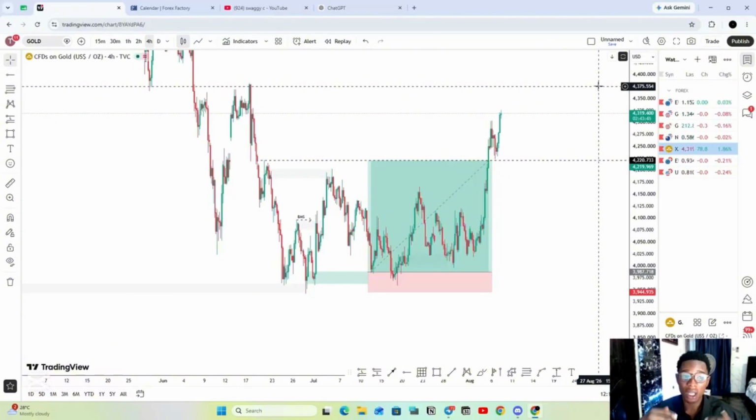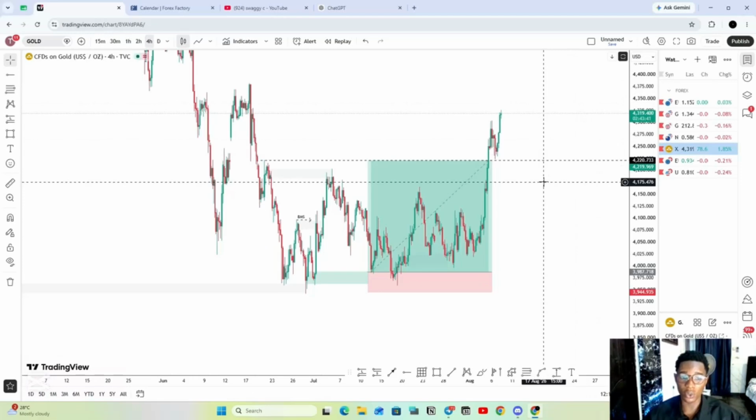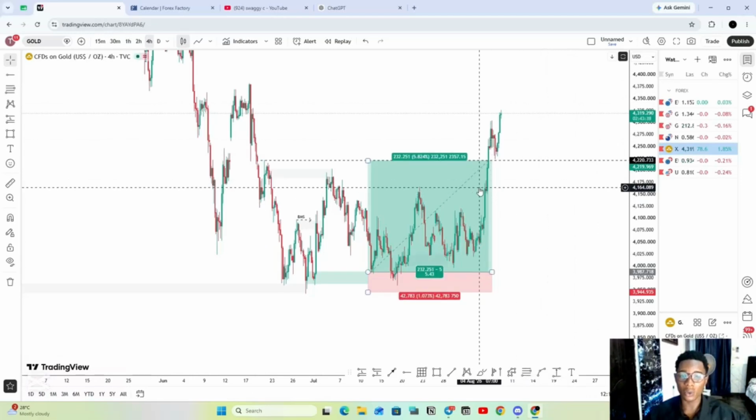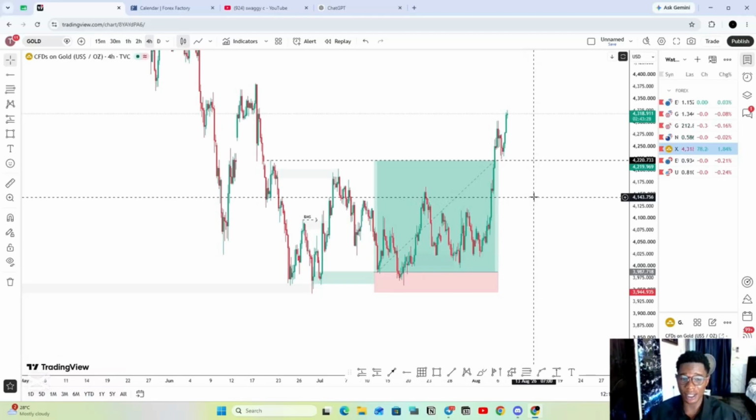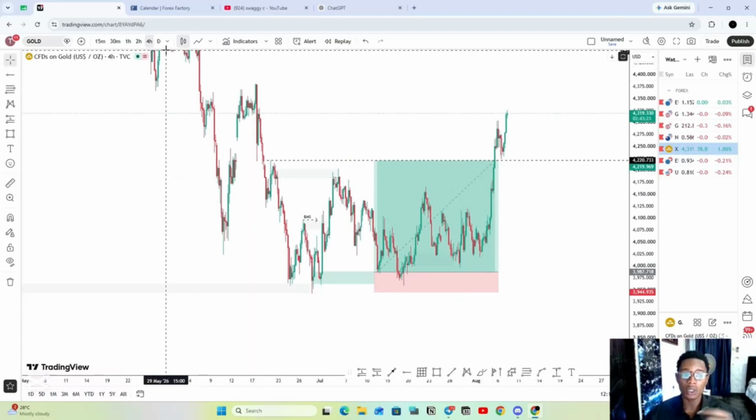So guys, as you can see on my screen, this is gold. This is the pair I traded this week, and you can see we have a massive 1 to 5 RR on this particular trade. It's a very simple mechanical process that I follow in order to execute my trade. So guys, let's dive into this video without wasting much time.